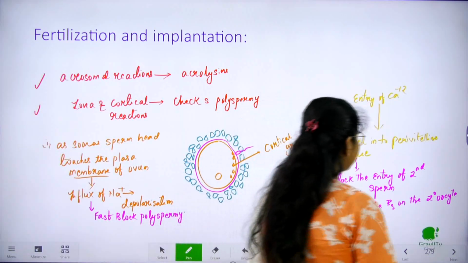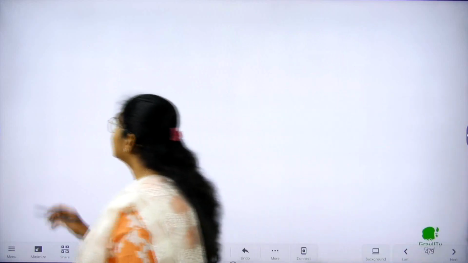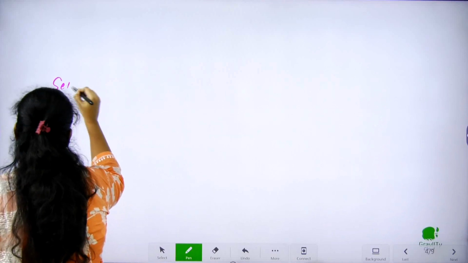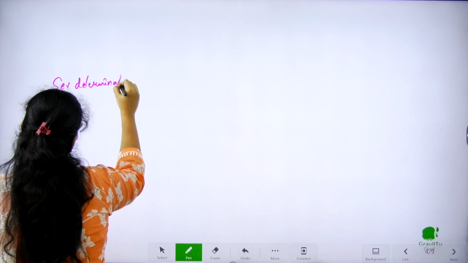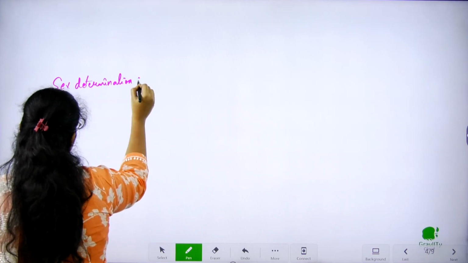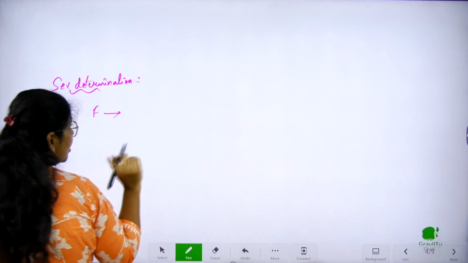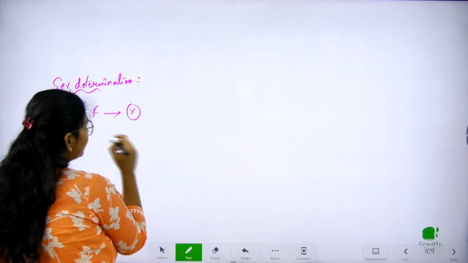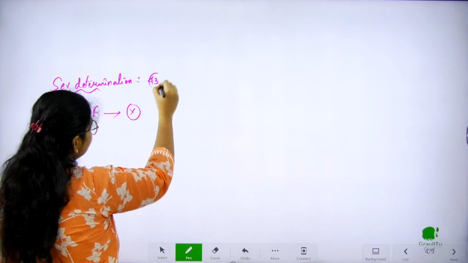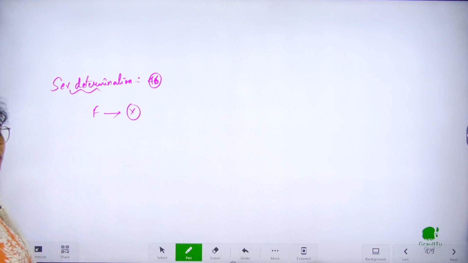Now we have the concept of sex determination, how the sex of the individual is determined. Can you tell me how sex determination happens? That depends upon the chromosomes. If we take a female, the female produces a single type of egg, only X type of egg. Out of 46 chromosomes, that is 23 pairs of chromosomes, the last pair we call what?